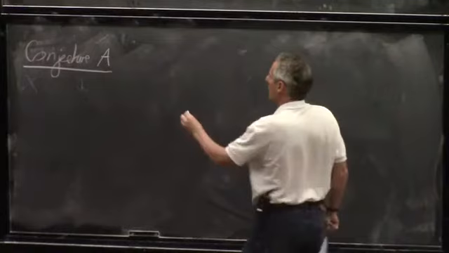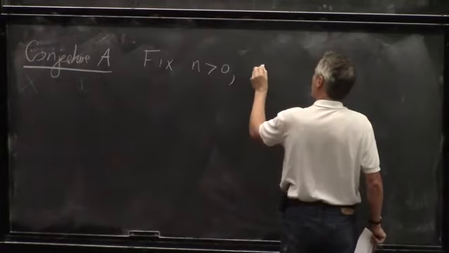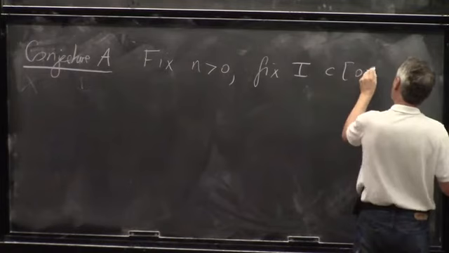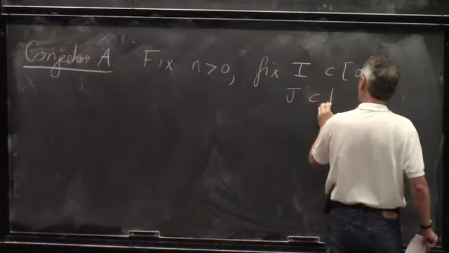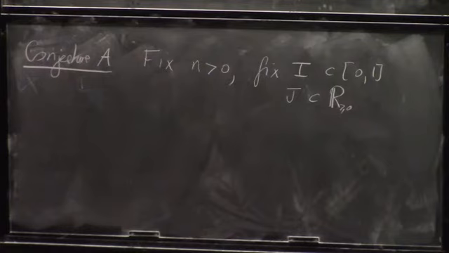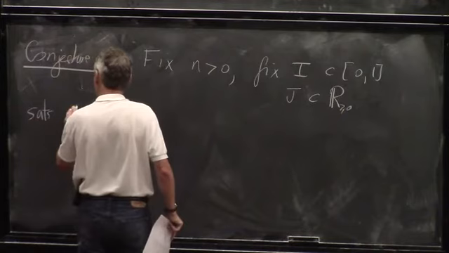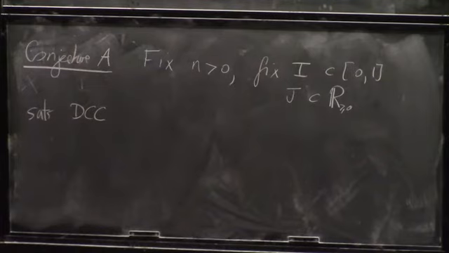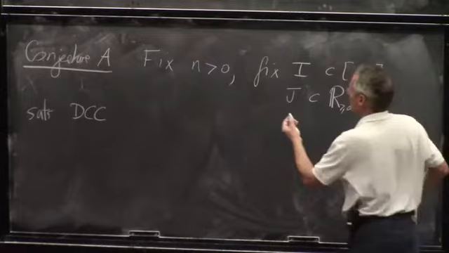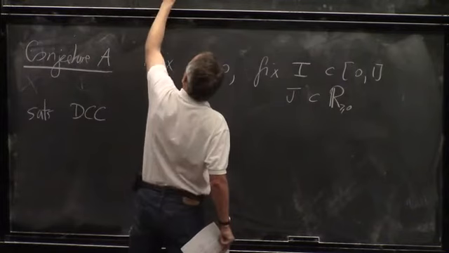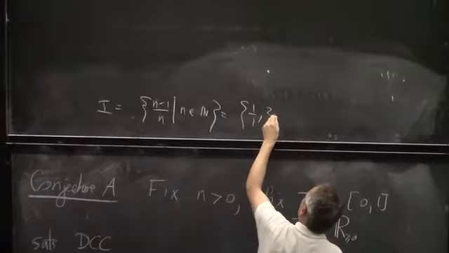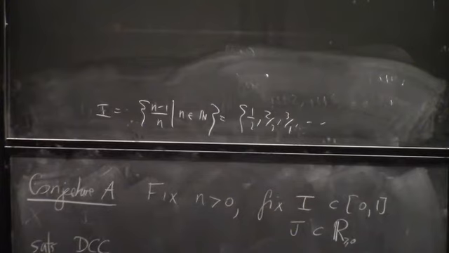So I want to fix the dimension, and I want to fix two subsets. I will be a coefficient set, and J will be a set of log discrepancies. The log discrepancy is only interesting if it's non-negative. And I want them to both satisfy DCC, so there's no infinite decreasing chain in either of them. A typical example would be to take I equals (n minus 1) over n: 1 half, 2 thirds, 3 quarters. That satisfies DCC. I have infinite increasing sequences, but no infinite decreasing sequences.